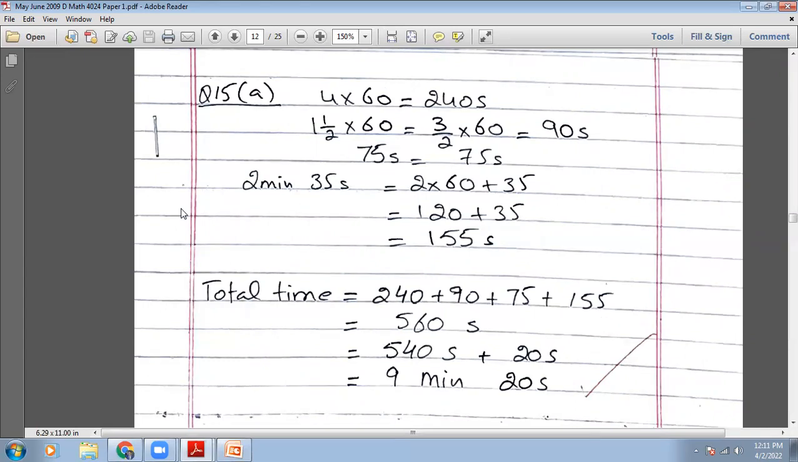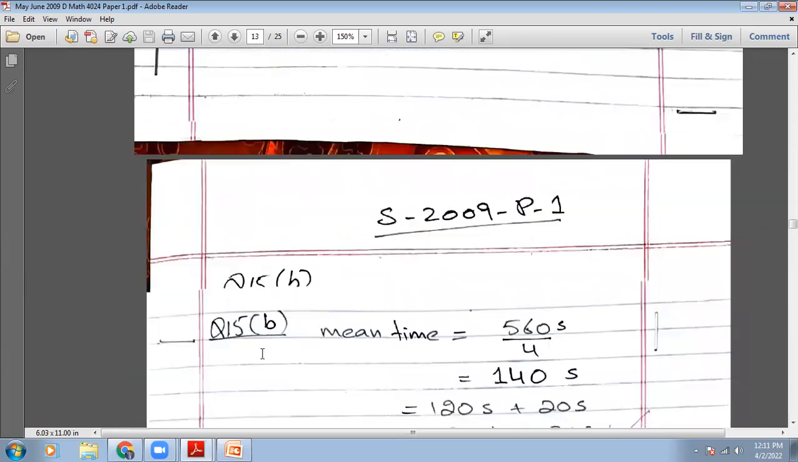So the total time taken is 240 seconds plus 90 seconds plus 75 seconds plus 155 seconds, and that will be 560 seconds. 560 means 540 seconds plus 20 seconds, and 540 seconds means 9 minutes. So 9 minutes plus 20 seconds. So the total time taken in minutes and seconds is 9 minutes and 20 seconds.